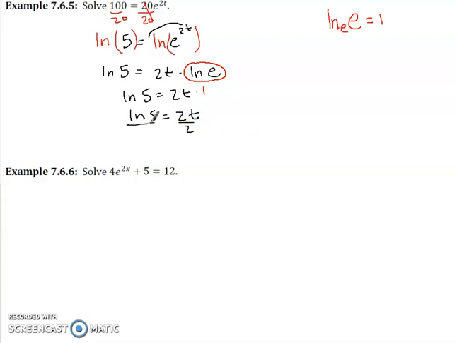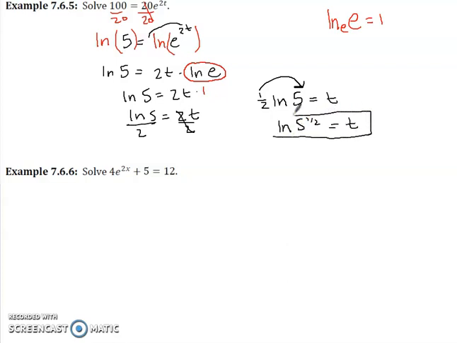So then I can solve for t by dividing by 2. 1/2 times the natural log of 5 is equal to t. And we can condense this further by putting our 1/2 back as an exponent. So t is the natural log of 5 to the 1/2.